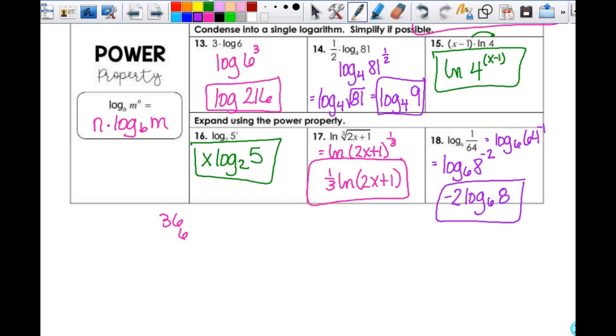I could have just left it as negative log base 6 of 64. That would have been okay too, because you have options here. It's not clear exactly what your answer should be. There's multiple correct answers. Okay. Everybody okay with all that?